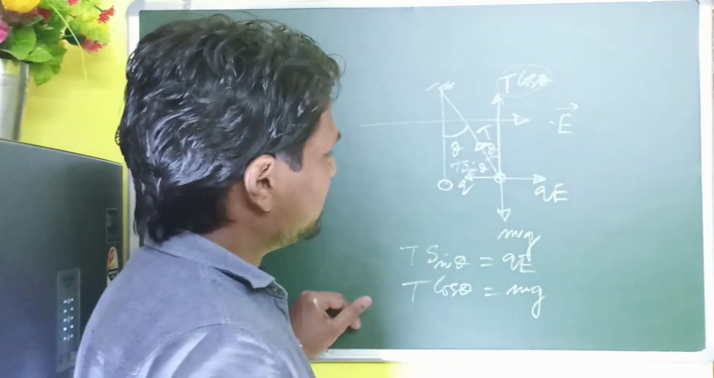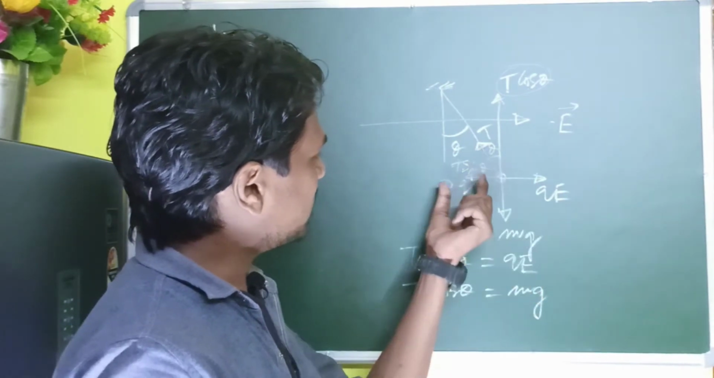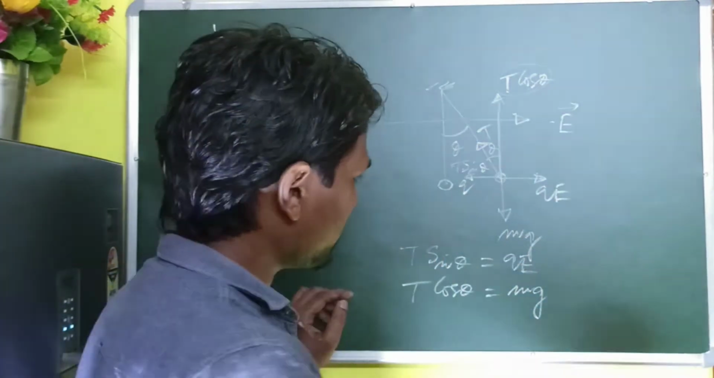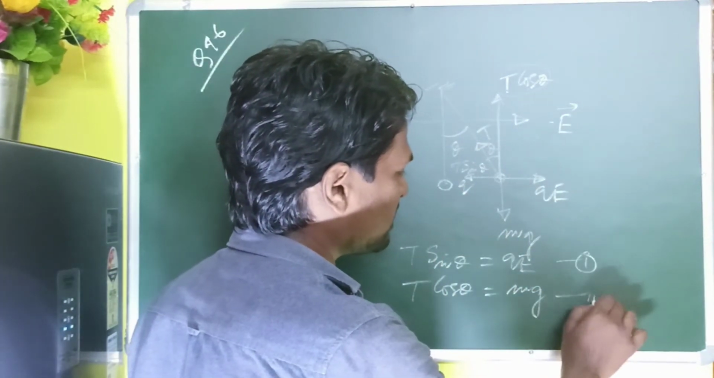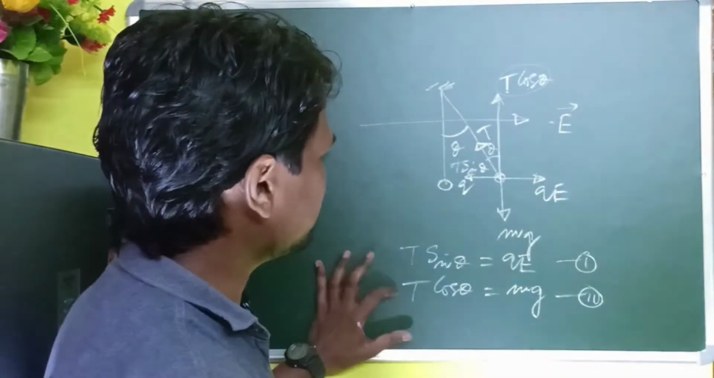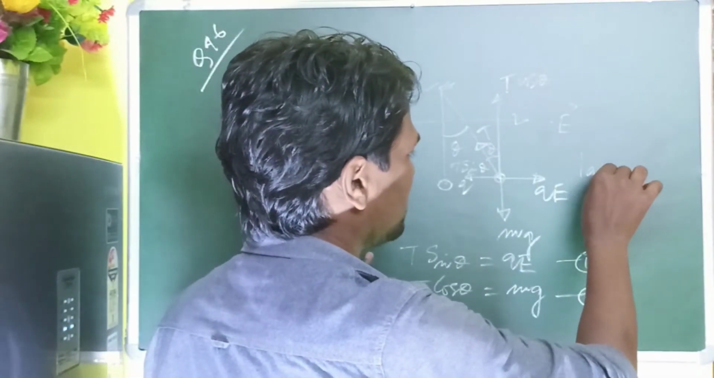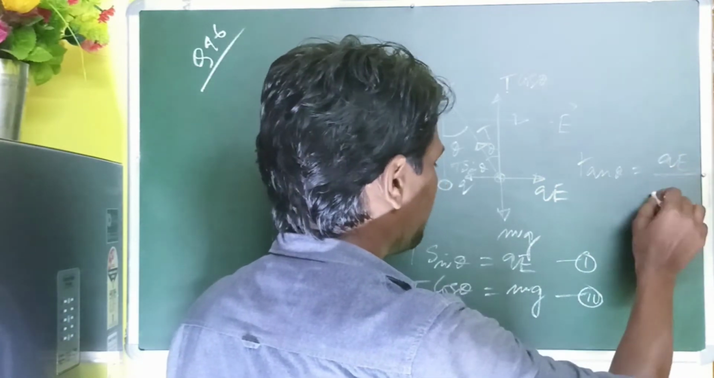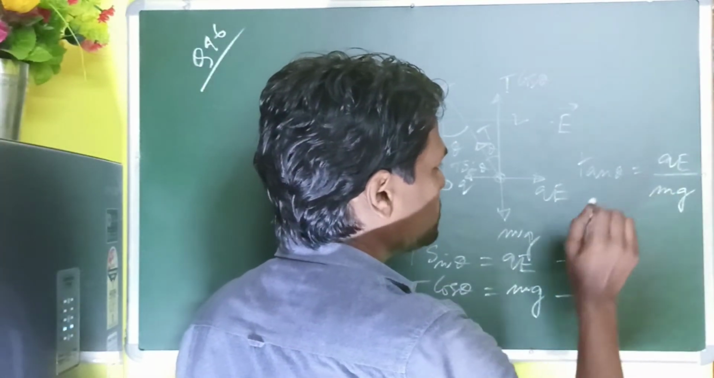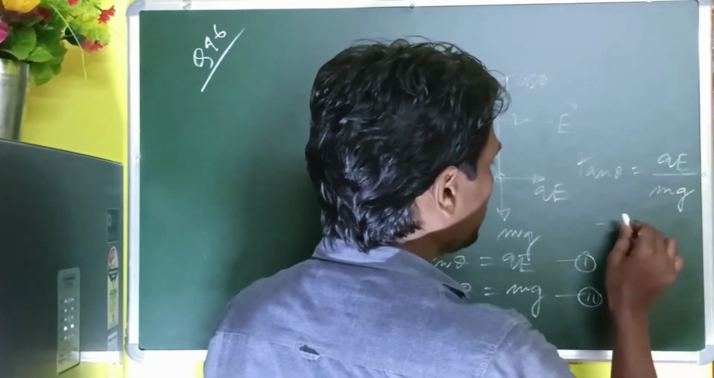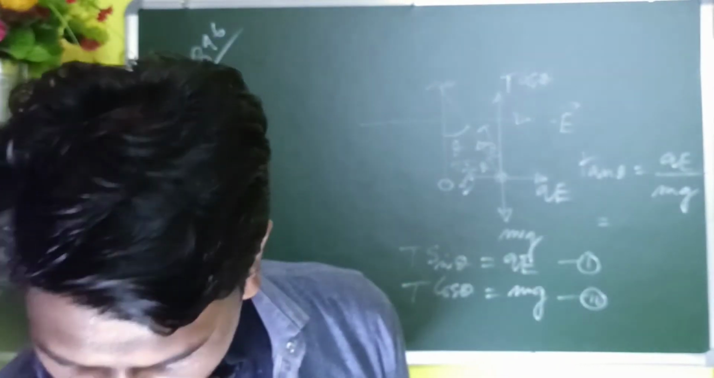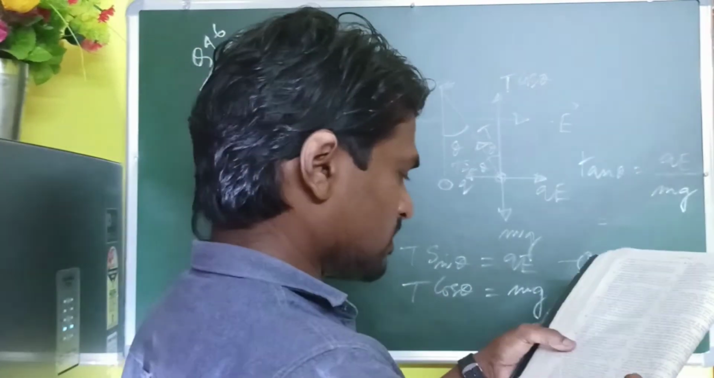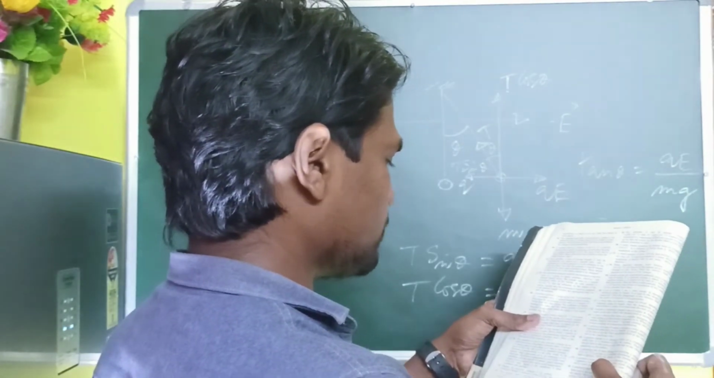So T cos theta हो जाएगा mg के बराबर और T sin theta हो जाएगा qE के बराबर, and you can take this as 1 and this as 2 and divide them, so you can get tan theta equal to qE by mg. तब q का वैल्यू तो है यहाँ पर, और q मतलब 2 into 10 to the power minus 8, okay.